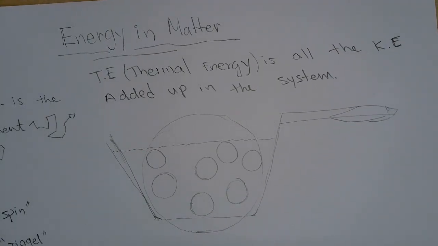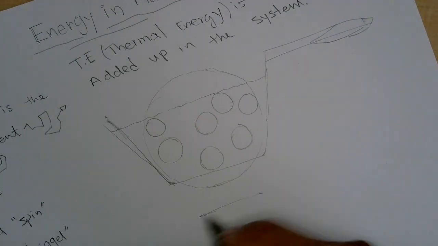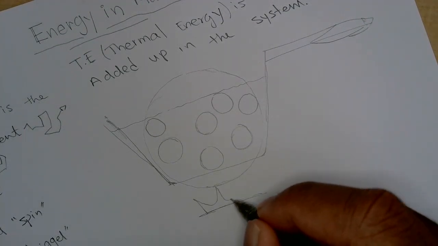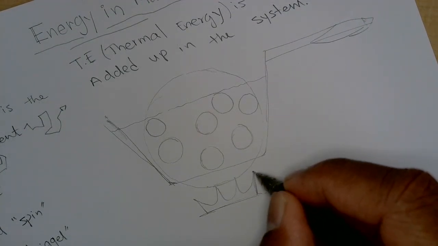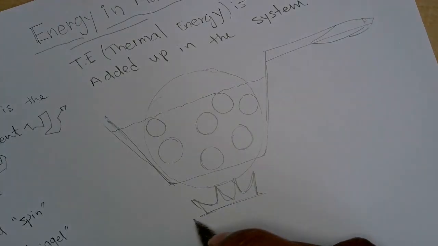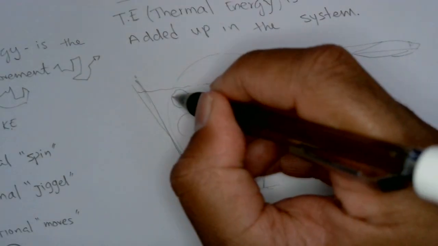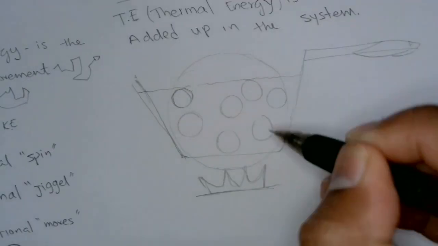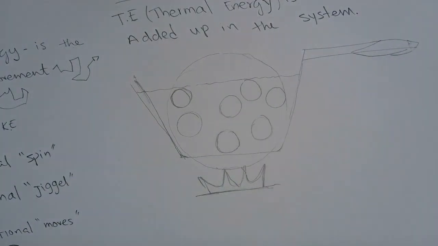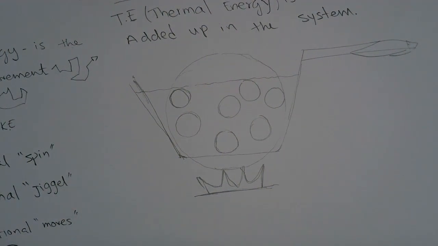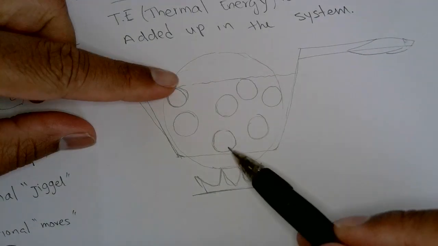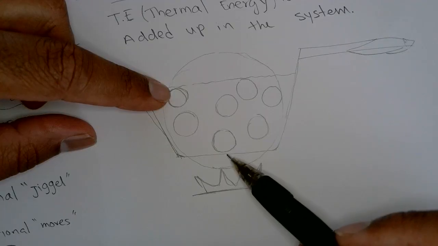Now, I have a question for you guys. If there's a flame on the bottom of this stove here, which particles are going to be hotter, you think? You think it's going to be the particles up here or the particles down here? Talk with your friend. Figure it out. What do you guys think? Which is going to be moving faster? The ones that are at the top or the ones that are at the bottom?